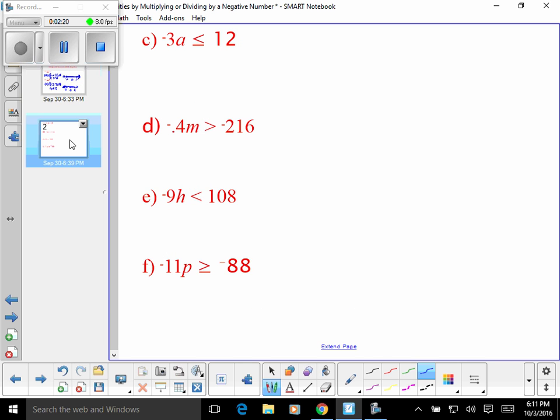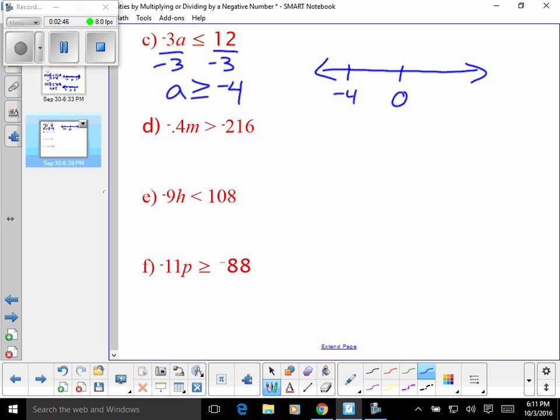Let's move on to what happens when we have multiplication inequalities. I need to divide both sides by -3. Make sure you change the direction of the inequality, and A will be greater than or equal to -4. And you graph that. You will have a closed circle at -4, and you want everything that's greater than -4.